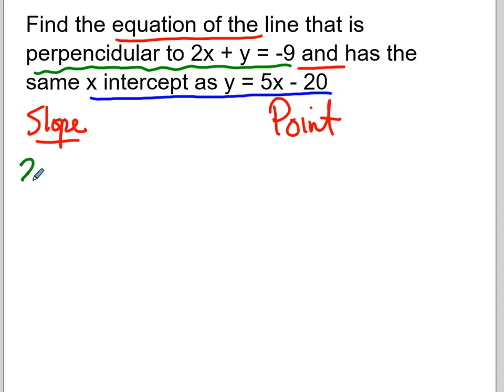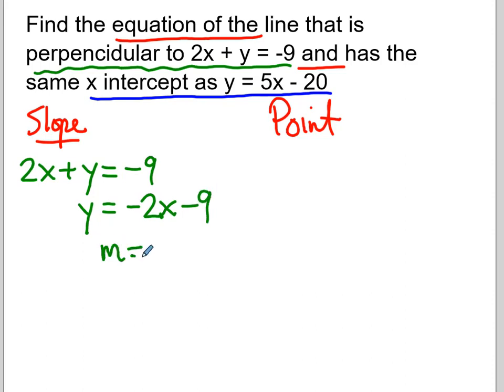So if we start with 2x plus y equals -9, and I rearrange that, there's the equation I'm supposed to be perpendicular to. That has a slope of -2 over 1. So the slope that I'm going to use for my question has to be perpendicular to that, so that becomes 1 over 2. For the point information, I have the same x-intercept.